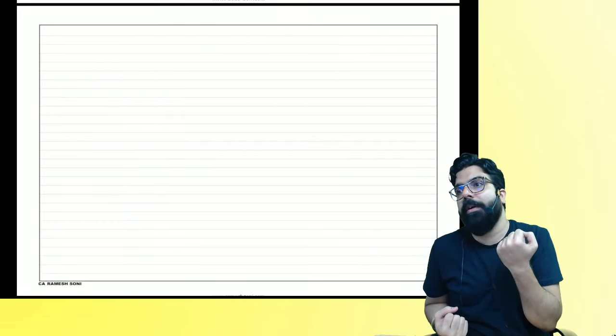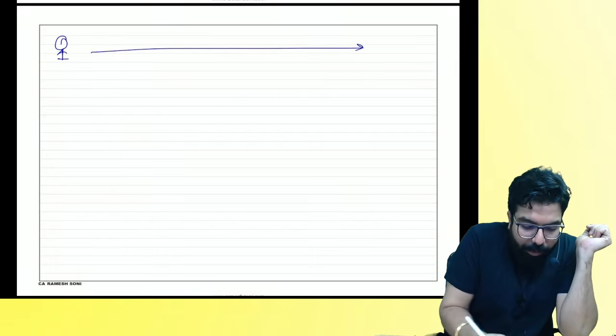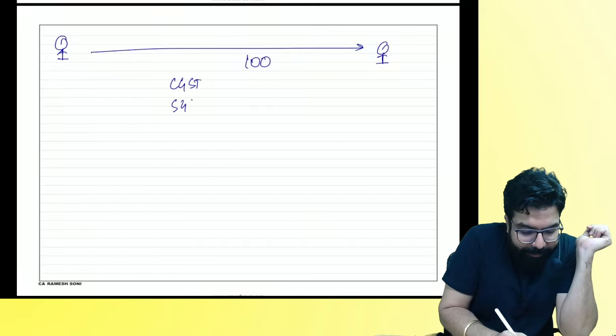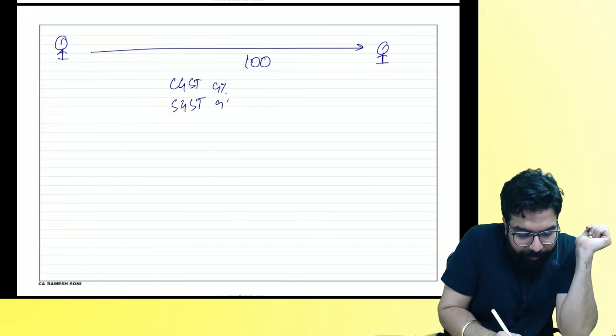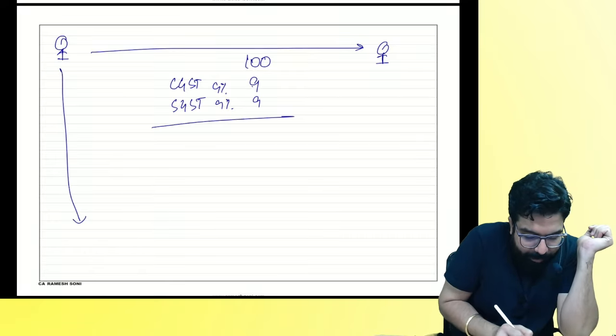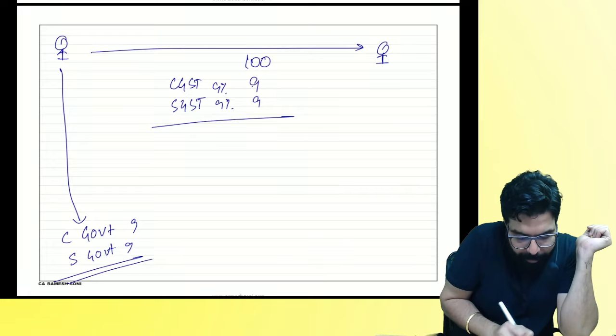Are we clear, everyone? Tell me one thing. I went ahead and sold the goods to you for 100 rupees. What GST will I charge? CGST and SGST, 9% and 9%. How much is 9%? 9 rupees and 9 rupees. I will pay to the government how much? Central government 9 rupees and state government 9 rupees. Is my point clear to all?